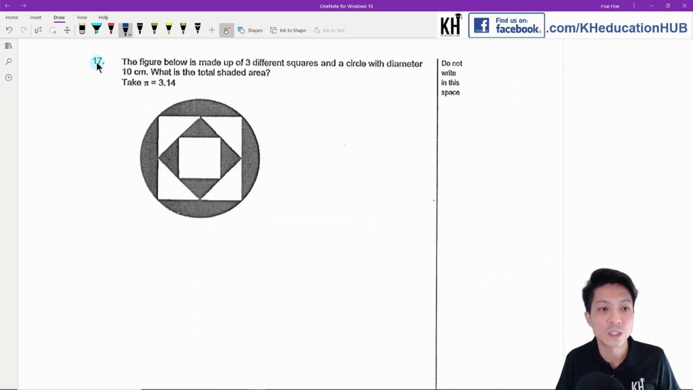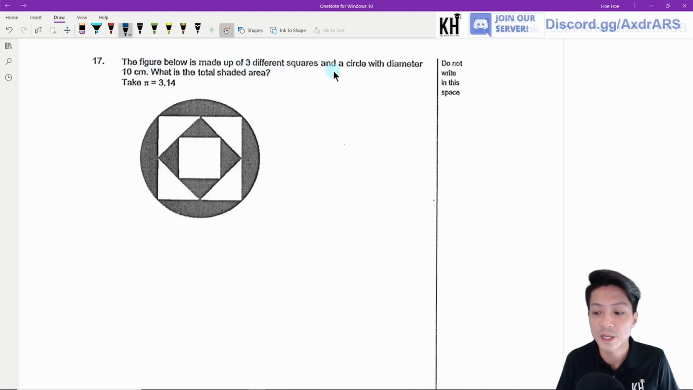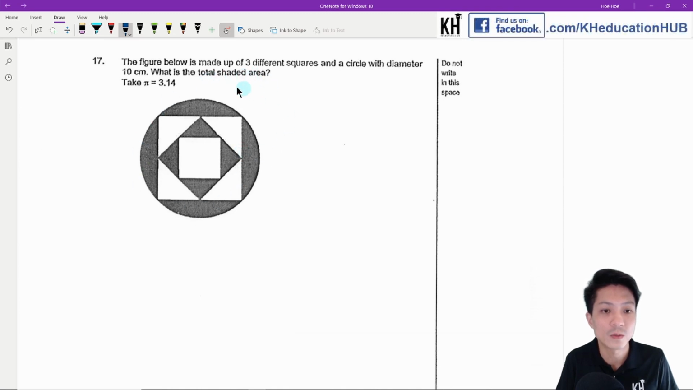Okay, let's move on to question 17. The figure below is made up of 3 different squares and a circle with diameter of 10 cm. What is the total shaded area? Okay, so this is the circle. There's 1, 2, and 3 squares.